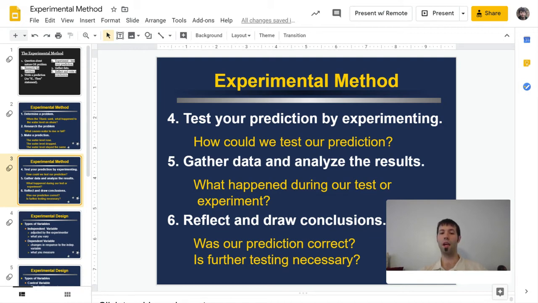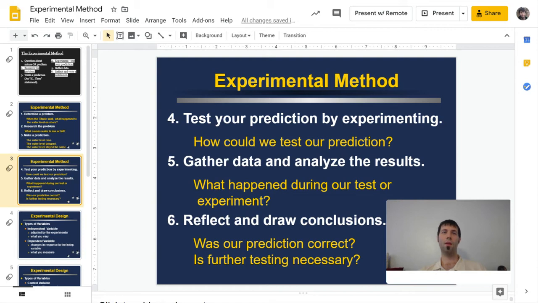Number five is you're gathering data, analyzing the results. So you've done the experiment, you've sunk the boat, you've measured the water level somehow, and now you're gathering all your data. It's probably a good idea for scientists to do the experiment more than once. The first time, how much did the water level go up or down? Second time, how much did it go up or down? And so on. Gather all that data, get it all together. Number six is you reflect and draw conclusions.